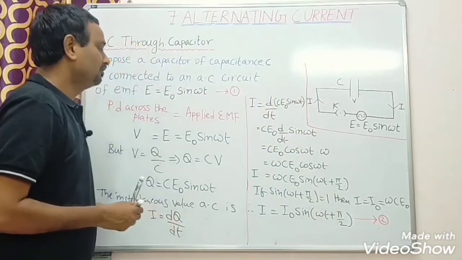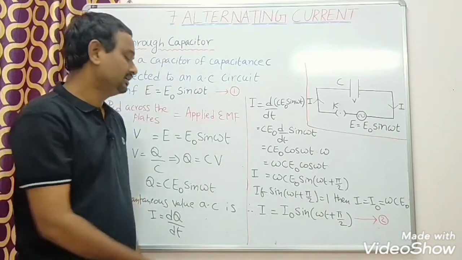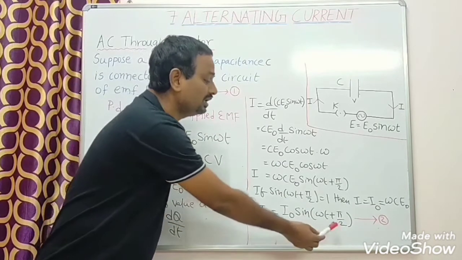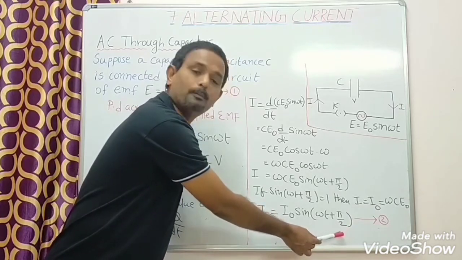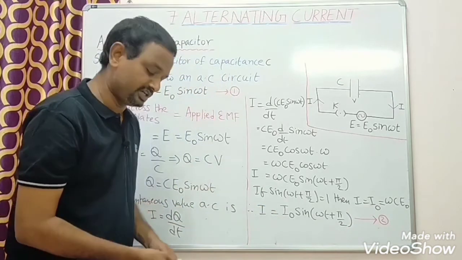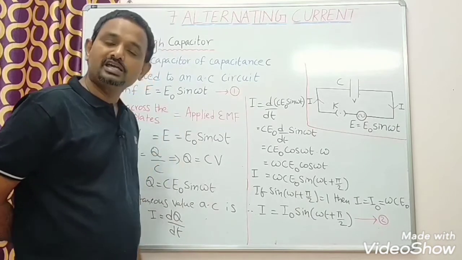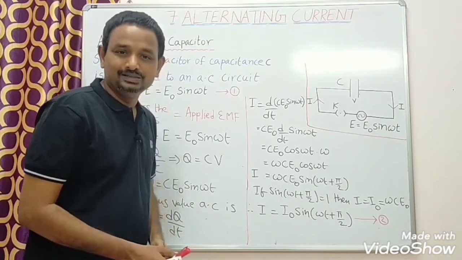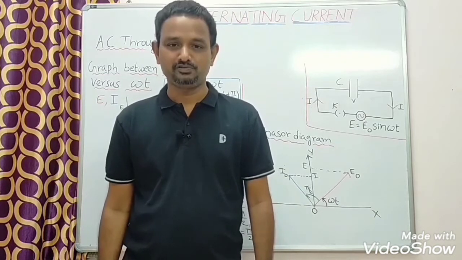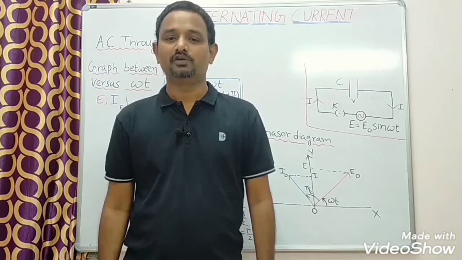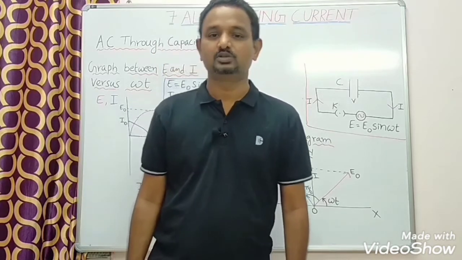See, from equation 1 and 2 we can say that current leads EMF by a phase angle of pi by 2, or also we can say that EMF lags behind the current by a phase angle of pi by 2. Now we will discuss the graph between EMF and current versus omega t, and also the phasor diagram. Look at here.